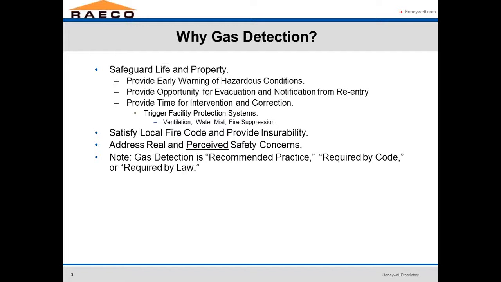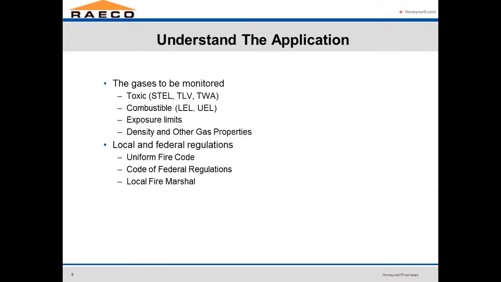You need to provide early warning for hazardous conditions, provide an opportunity for evacuations should a detection level be reached, provide time for intervention and correction of the situation, and have the proper types of protection systems in place, such as ventilation and fire suppression. You want to also satisfy any local, state, or federal fire codes, and provide insurability. Typically, insurance companies like to see gas detection equipment providing protection to the company's employees, addressing real and perceived safety concerns, and gas detection basic practices. Is it required by code or is it required by law?